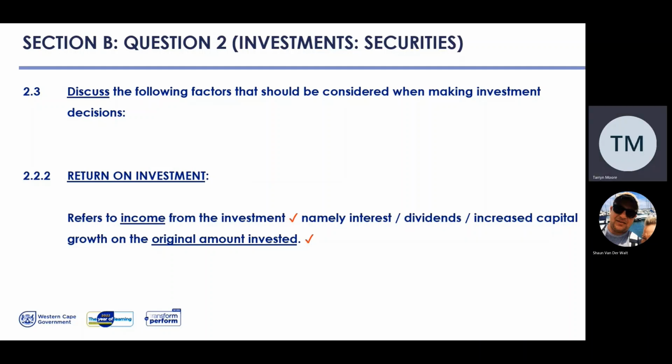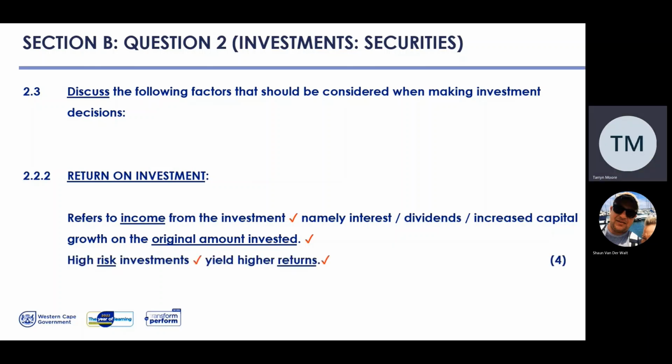And now you can get various types of investment returns. We namely speak about interest, we speak about dividends, and we speak about increased capital growth. But it's based on the original amount that has been invested. Return on investment. I have taken my money, I have invested it, and now I'm going to get an income in return from that investment. And it's either in the form of interest, dividends, or increased capital. But guess what? It's going to be based on the growth of the very original first amount that was invested.